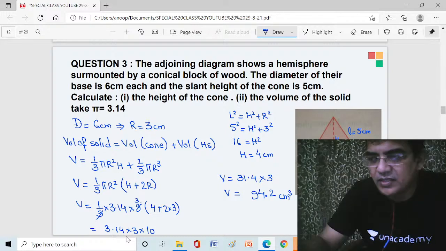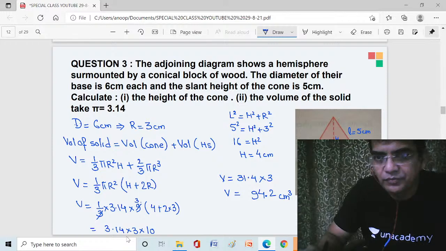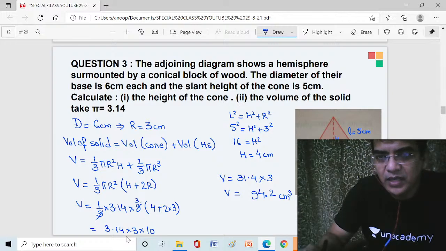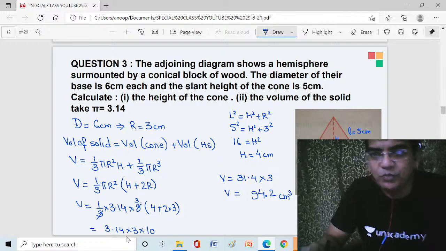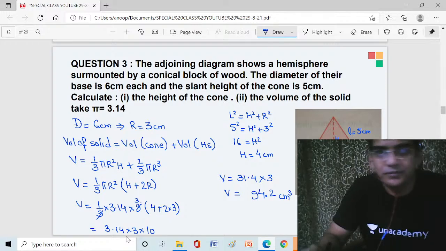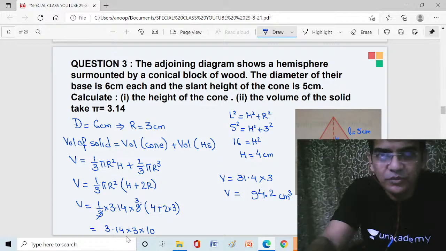As you can see in this question, this solid is composed of two parts, conical part and hemispherical part. So I'm adding these two parts to get the volume of the solid. Okay, now moving on to the next part.